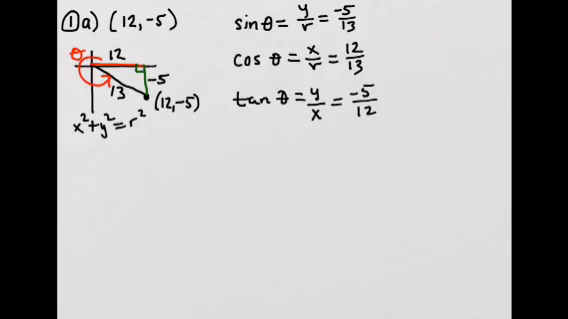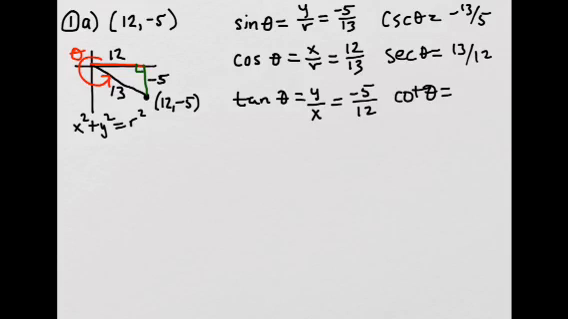The other three functions, cosecant and secant and cotangent, are reciprocals of the first three that I wrote here. So cosecant is the reciprocal of sine, so this is negative 13 over 5. Secant is the reciprocal of cosine, so that's 13 over 12. And cotangent theta is the reciprocal of tangent, so that would be negative 12 over 5.